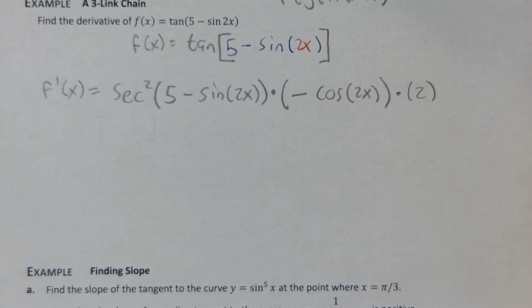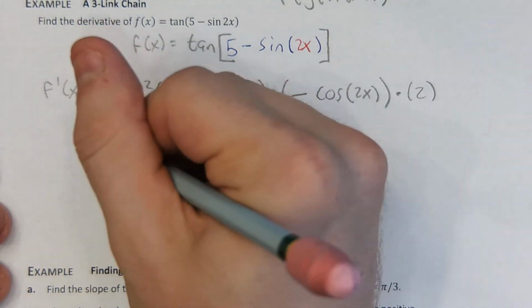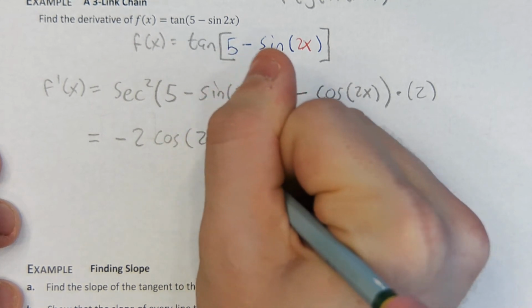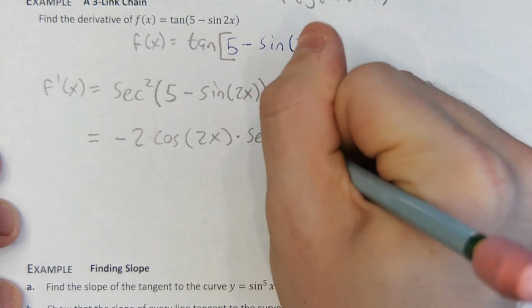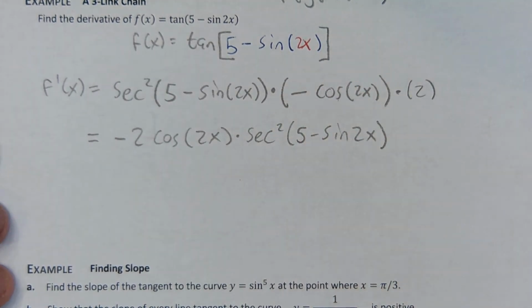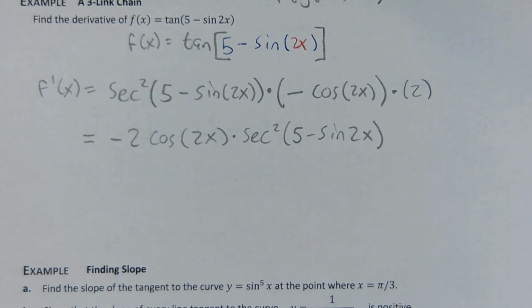You could reorder this just to clean it up a little bit, but it doesn't really change anything. It just says negative 2 cosine of 2x times secant squared of 5 minus sine of 2x. It just looks a little nicer, but you haven't really done anything. So there you go. Derivative of the pencil mark, didn't touch anything inside the pencil, times the derivative of the blue function, didn't touch anything inside the blue function, times the derivative of the red function. It's going to take a little bit of practice to get used to chain rules inside of chain rules.